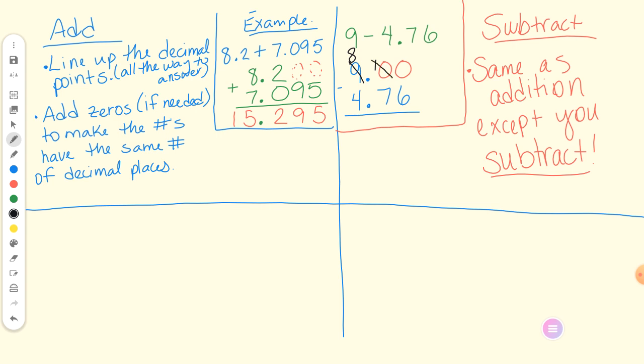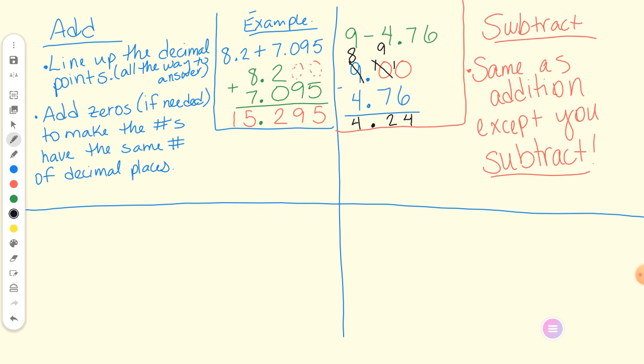I don't have 10 dimes anymore. Now I only have 9 dimes. How many pennies make a dime? 10, okay? Like I said, every column, it takes 10 to get to the next one. So now this is a 10. What's 10 minus 6? 4. 9 minus 7? 8 minus 4? Is my answer 424? No. Decimal point.